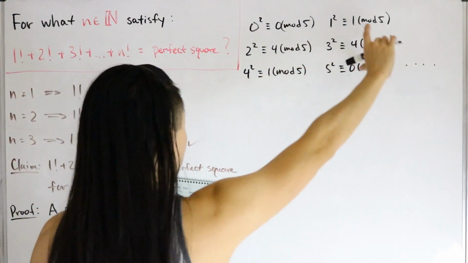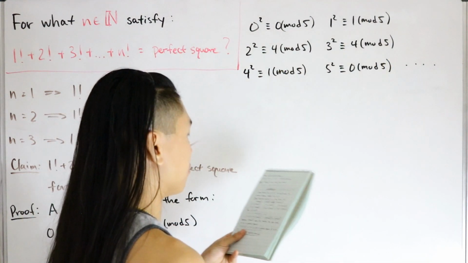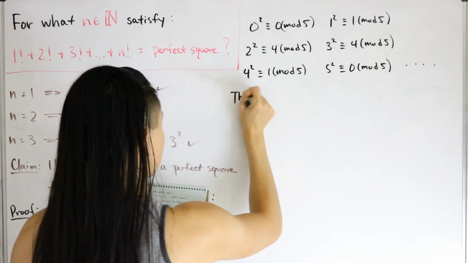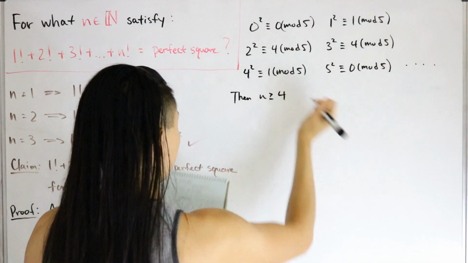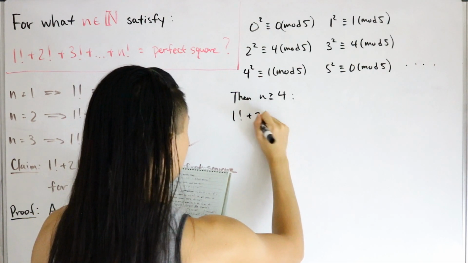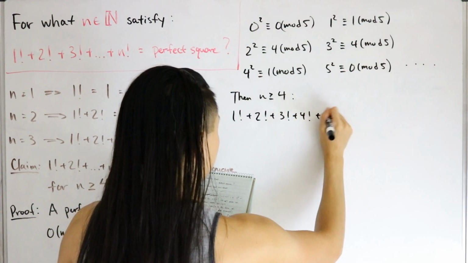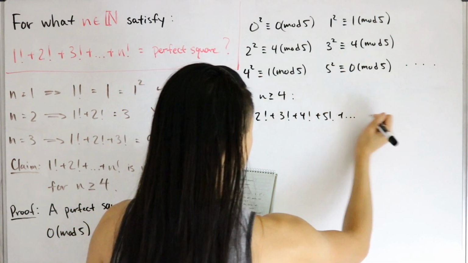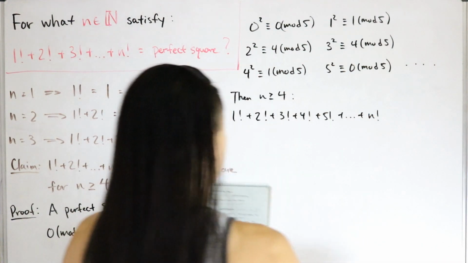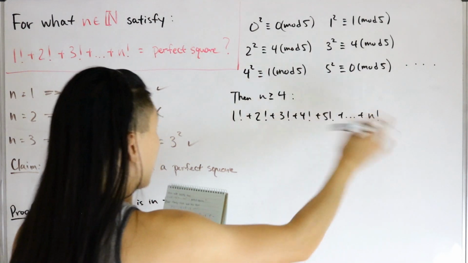And so we can see the picture. A perfect square is congruent to 0 mod 5, 1 mod 5, or 4 mod 5, either one. So with that being the case, now let's move on to n greater than or equal to 4. Following the expression, 1 factorial plus 2 factorial plus 3 factorial plus 4 factorial plus 5 factorial, all the way up to plus n factorial. We're going to consider dividing this by modulo 5, of course.